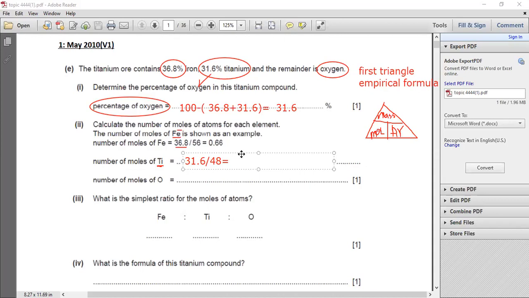0.66. Okay. Next one. Number of moles of oxygen. The same idea.